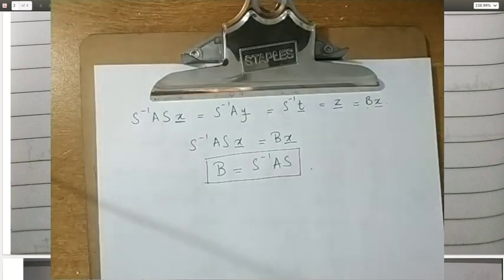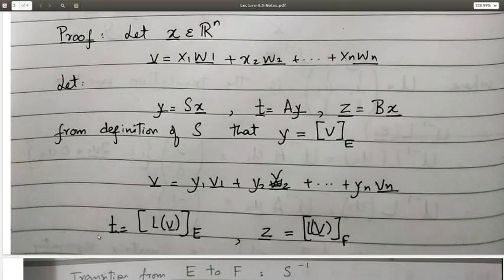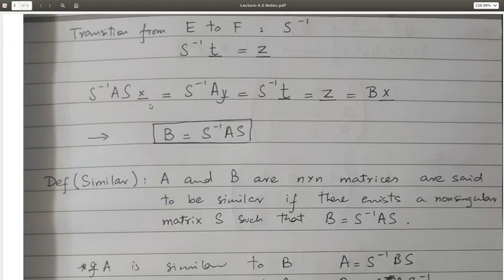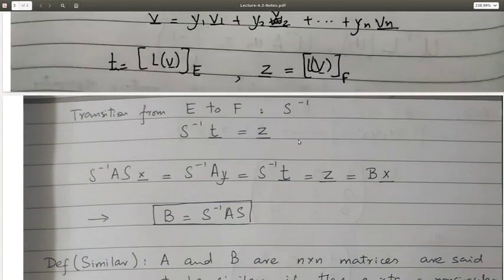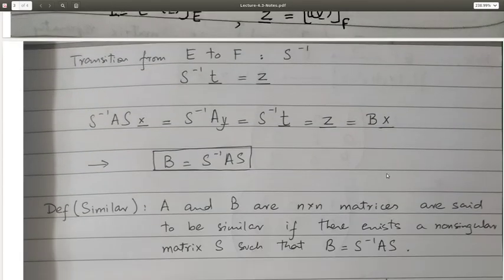And so that's the simple proof of this statement. You start off from this line S inverse A S, replace S x by Y, replace A y by T, replace this by Z, and Z is just B x, and you get this proof that B is the same as S inverse A times S.